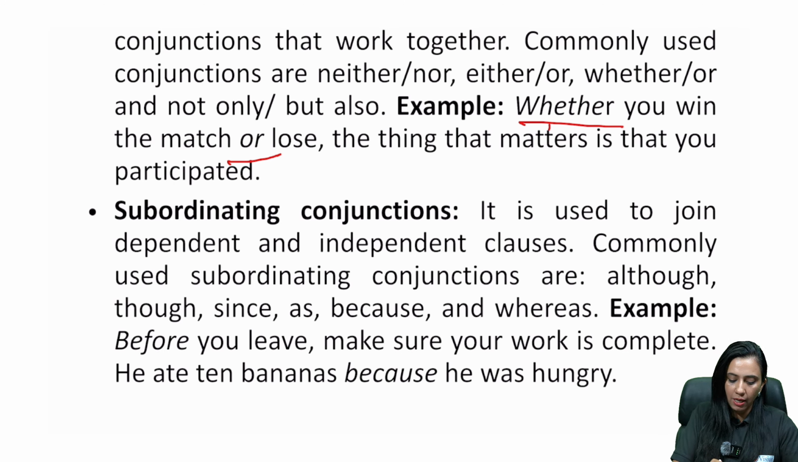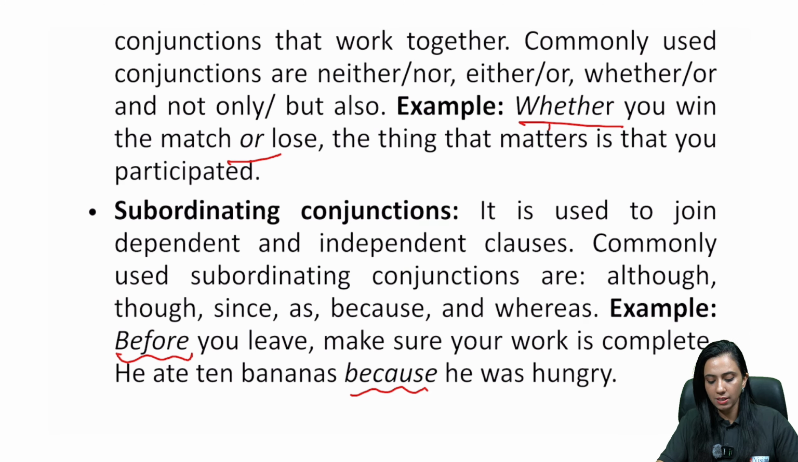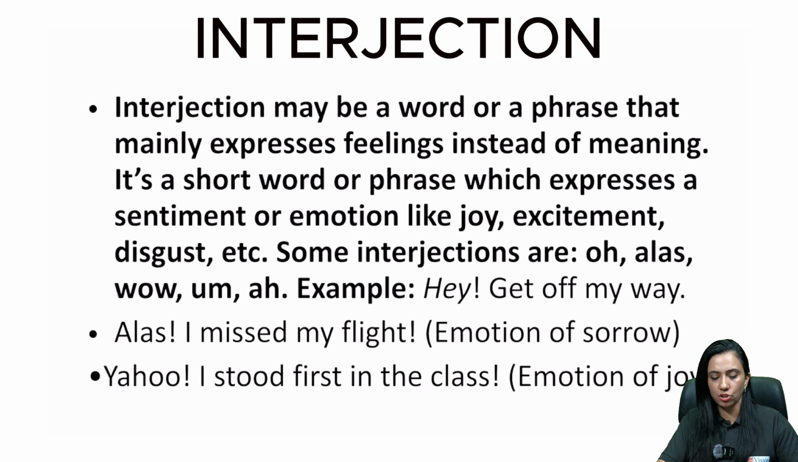Another example we can see: before is a conjunction. Before you leave, make sure your work is complete. Because is a conjunction. He ate 10 bananas because he was hungry. If I'm saying he ate 10 bananas, he was hungry, the better way to say it is he ate 10 bananas because he was hungry. Okay. Very commonly we are using I like apples, I like oranges. The better way to say this with the help of a conjunction is I like apples and oranges. So and over here is a conjunction. So we are joining two sentences with the help of conjunctions.